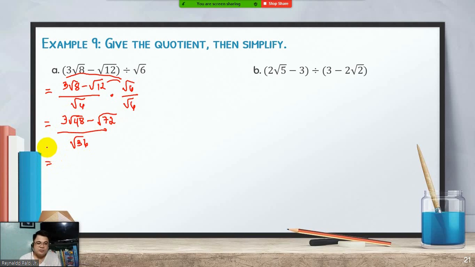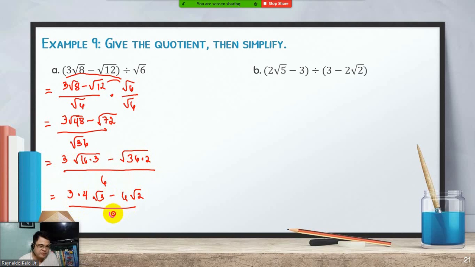Then 3 square root of 48, let us factor. 3 square root of, what are the two factors of 48 wherein one is a perfect square? We have 16 and 3. Then square root of 72, we have 36 and 2, over square root of 36, which is 6. Now let us simplify. Square root of 16 is 4 times 3 square root of 3. Square root of 36 is 6, square root of 2, over 6.